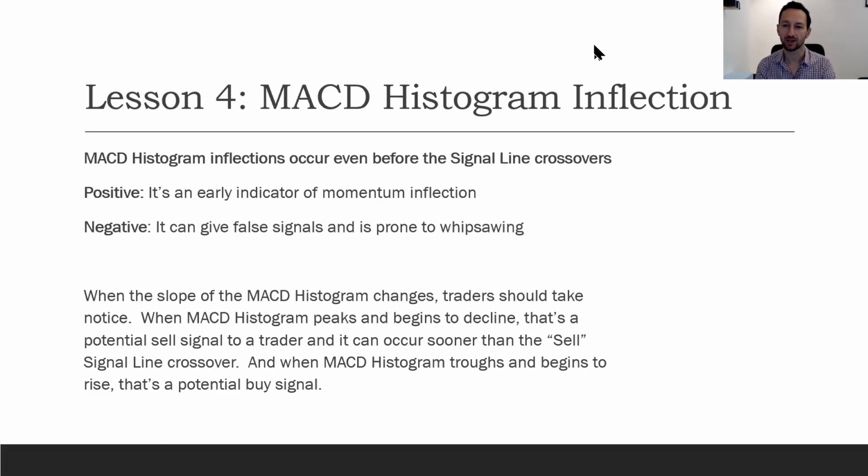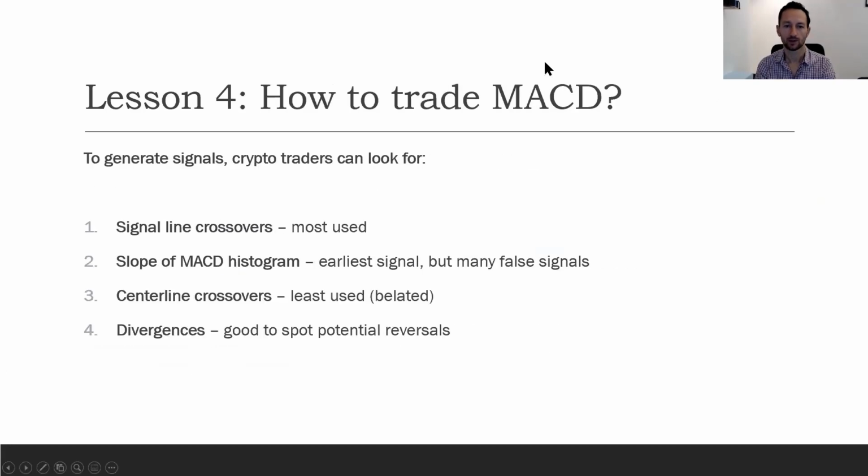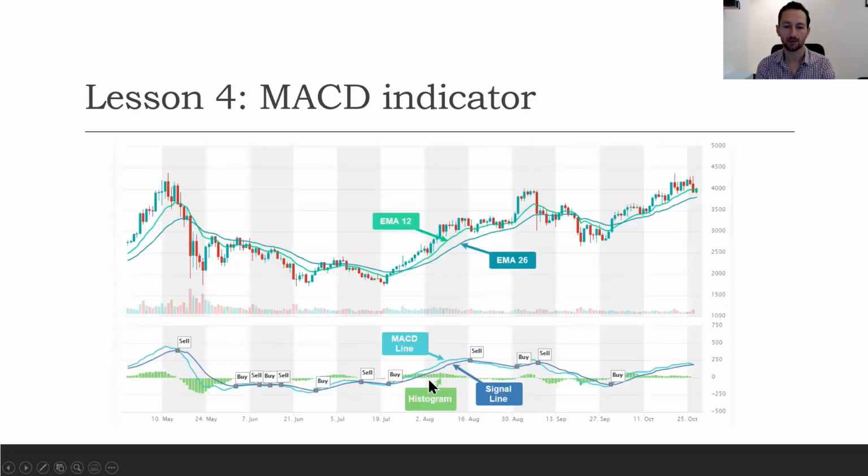MACD histogram inflections. So let's get back to the slide where we explain histogram. Remember, histogram is the difference between the MACD line and the signal line. As those two diverge, histogram bars rise. As those two lines start converging, indicating loss of momentum or diminishing momentum in price advances, then the histogram shrinks. Histogram bars get smaller, they shrink, even dip below the zero line, so dip into negative.